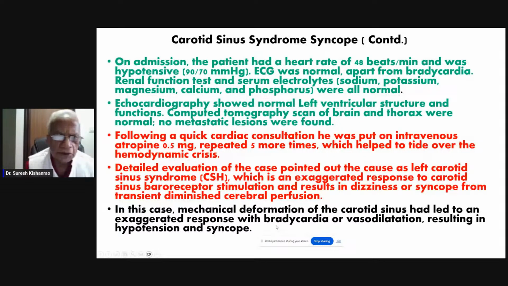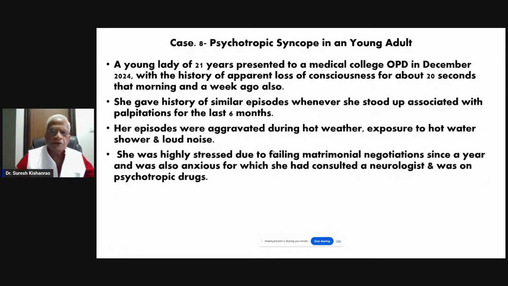The third one is a young adult, a 21-year-old lady, who presented to an outpatient clinic in a medical college hospital with loss of consciousness for about 20 seconds that morning and a week ago also. Similar histories were reported in the last 6 months, preceded by palpitations. Her episodes were aggravated either during hot weather, exposure to hot water when she takes a shower, or loud noise. She was highly stressed due to failing matrimonial negotiations for years and was also anxious, for which she was under a neurologist and was on psychotropic drugs.